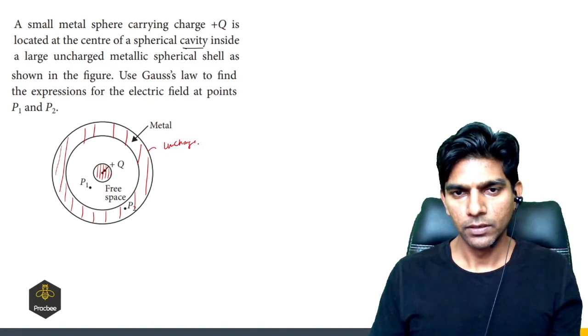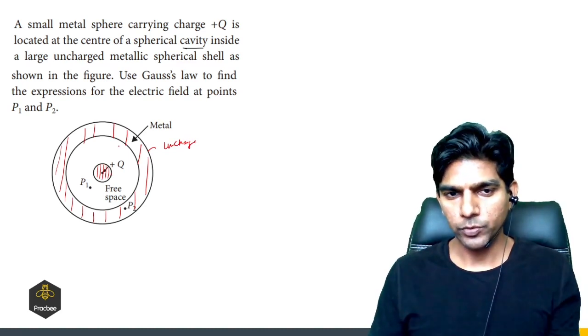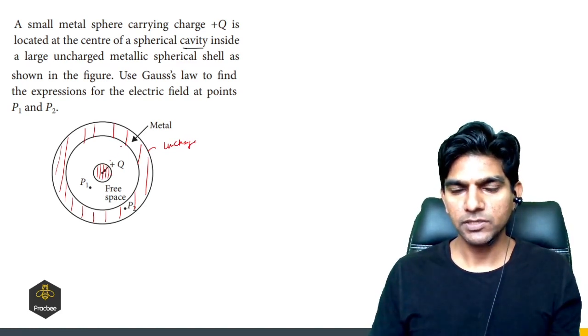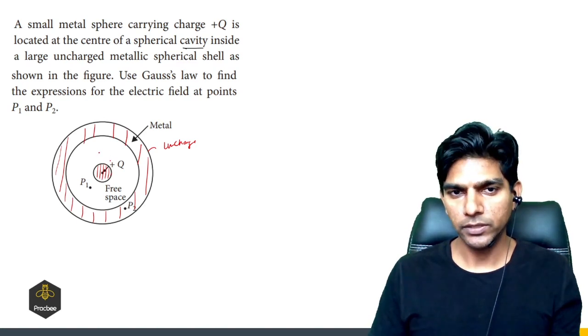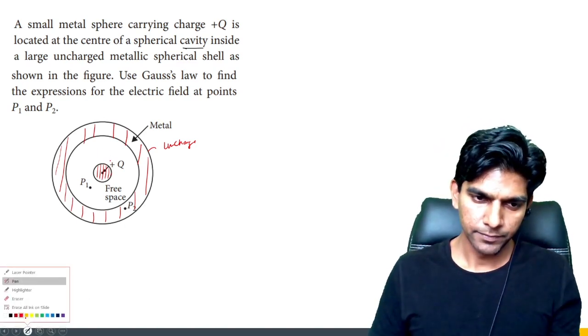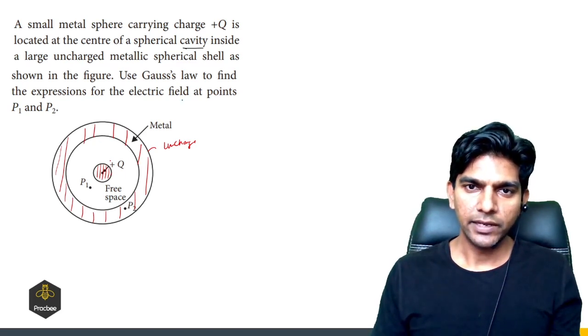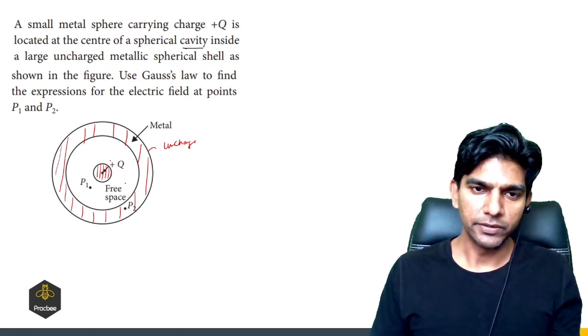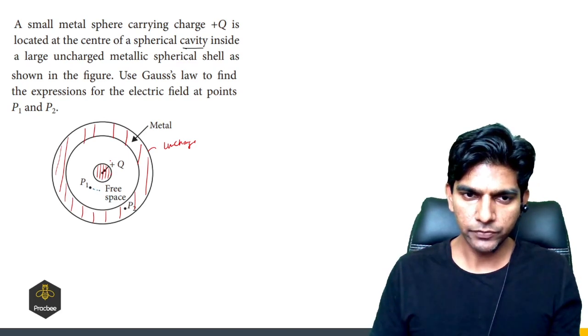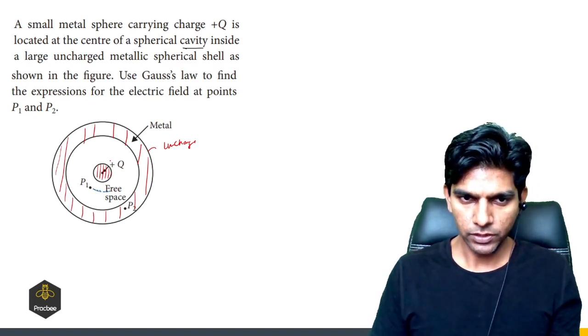Uncharged. So what would happen? Due to this positive charge, there will be some induced charge on the outer shell. So let us see. We have to find the electric field at point P1, right? But it is very easy to find the electric field at point P1. So we can draw a Gaussian surface like this.